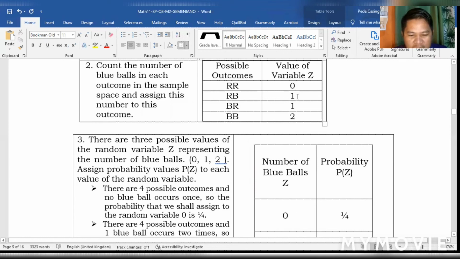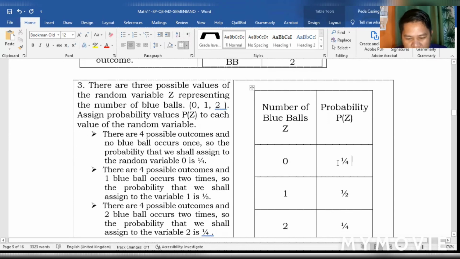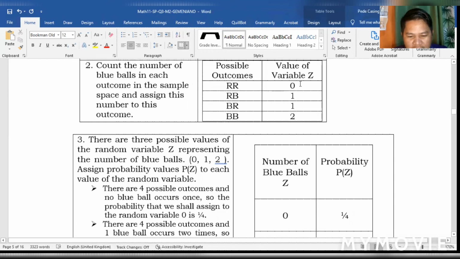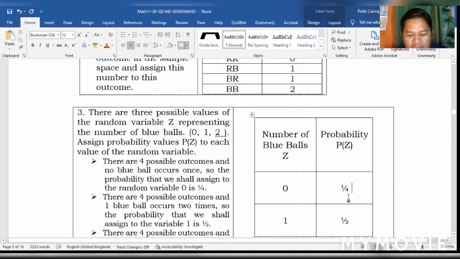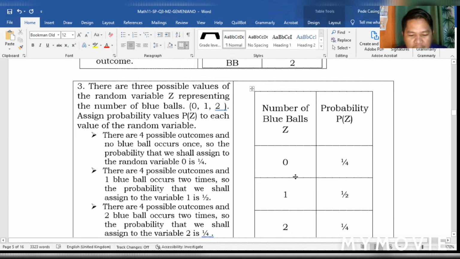Ilan ba ang 0 sa value ng variable Z? So we have here only 1 lang ang 0. So lagyan mo 1, over the 4. Ano ba yung 4? Saan galing ang 4? Dito sa possible outcomes. Kasi meron tayong 4 na possible outcomes. We have RR, RB, BR, and BB. So count 1, 2, 3, 4. So ilagay mo lang dito 1 over 4. Again yung 1, isa lang kasi ang value ng 0 out of the 4 possible outcomes. Kaya 1/4 ang probability.